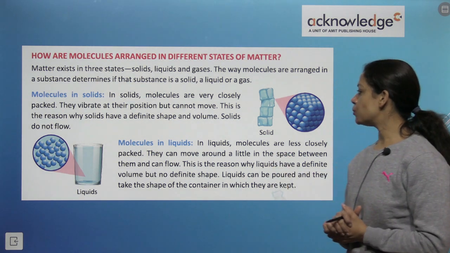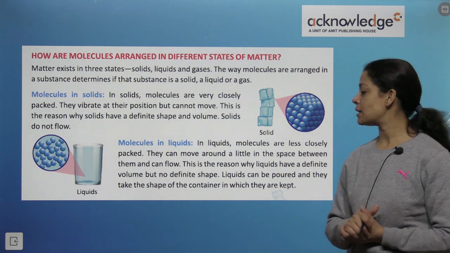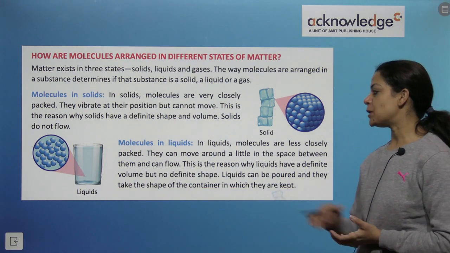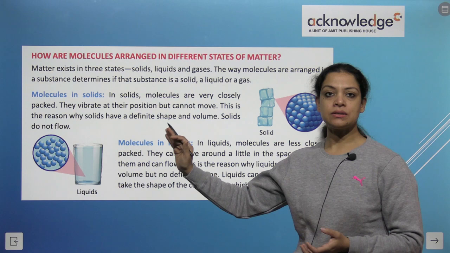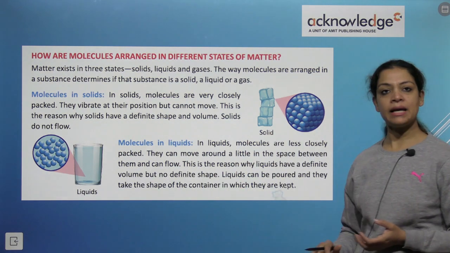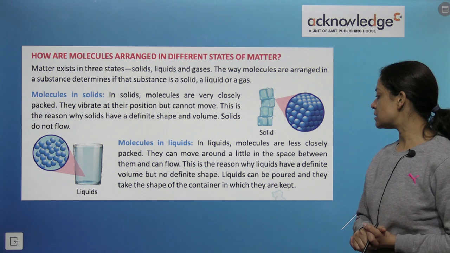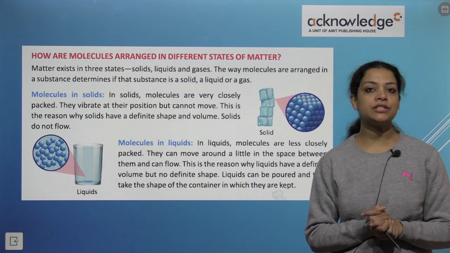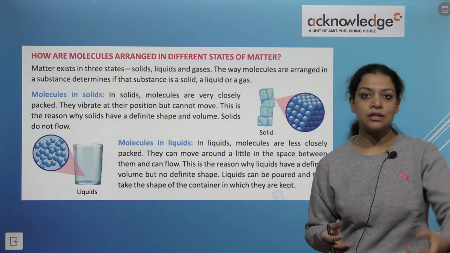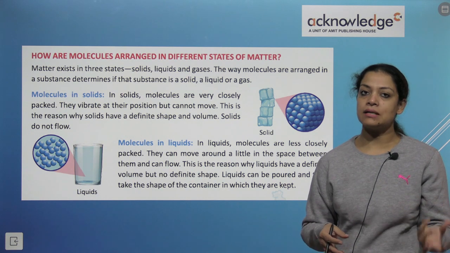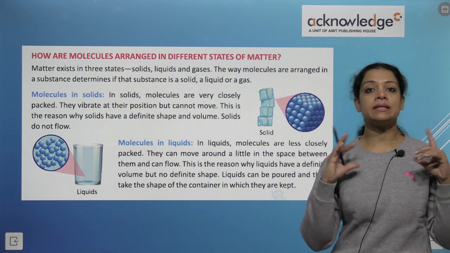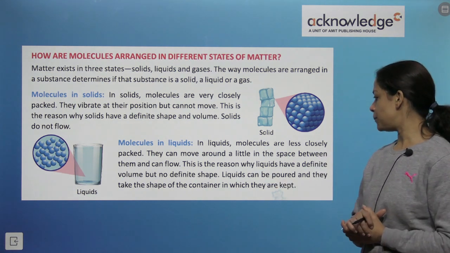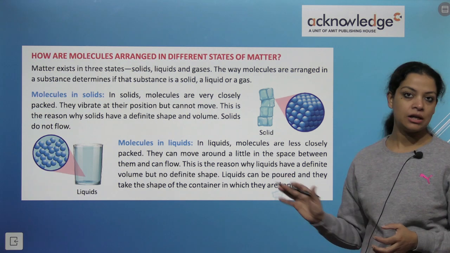Correct? Now, coming to molecules in liquids, molecules are less closely packed. They can move around a little in the space between them and they can flow. Here, solids में क्या था? They cannot flow. Liquids can flow, they are a little less packed. And this is the reason why liquids have a definite volume but no definite shape. Liquid doesn't have any shape of its own. Whatever container you are pouring it into, be it a glass, a cup, a jug, a bottle, it will take the shape of the container, but it doesn't have a shape of its own. Liquids can be poured and they take the shape of whichever container you are pouring them in.